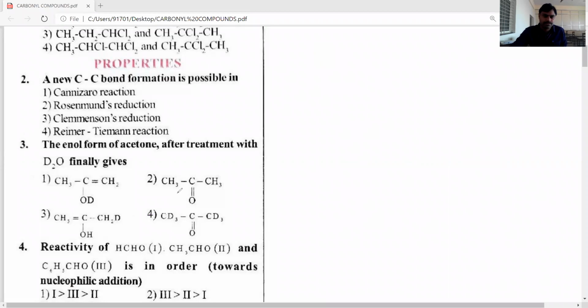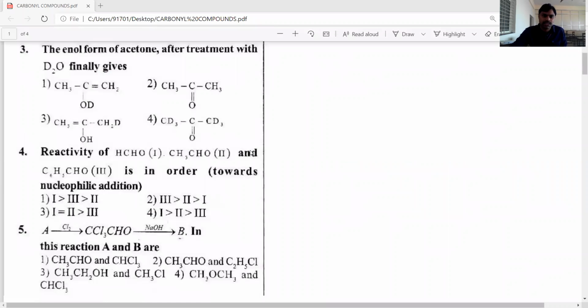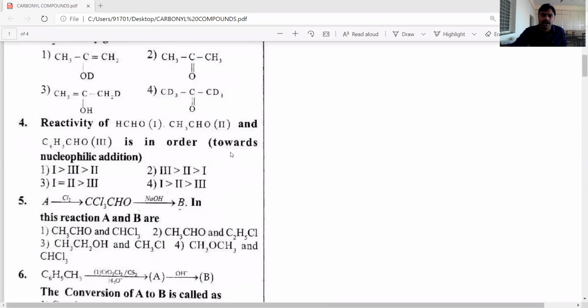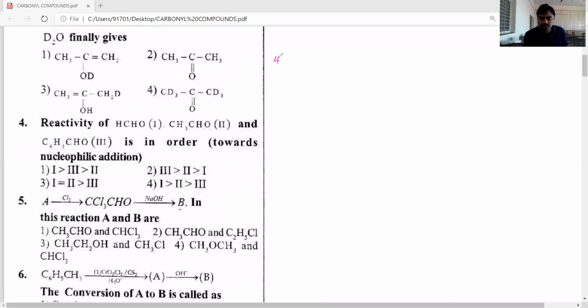The fourth one is very important: the reactivity order in nucleophilic addition reactions of aldehydes and ketones. It's very clear; we have discussed it also in regular classes. The fourth question: carbonyl compounds involved in nucleophilic addition reactions.